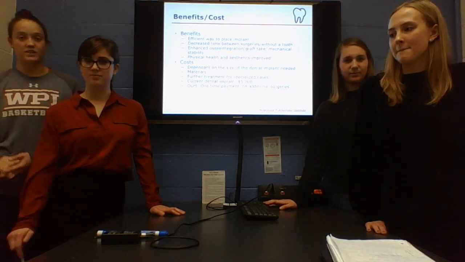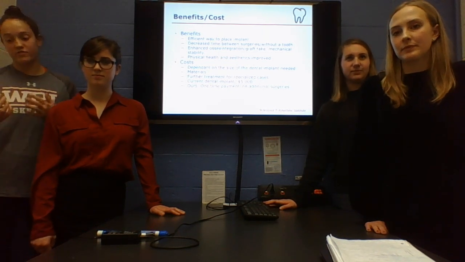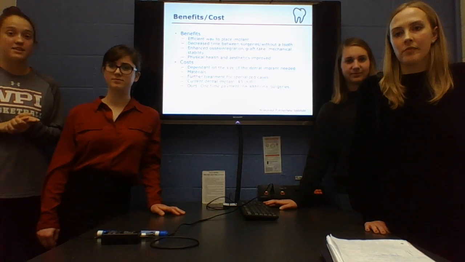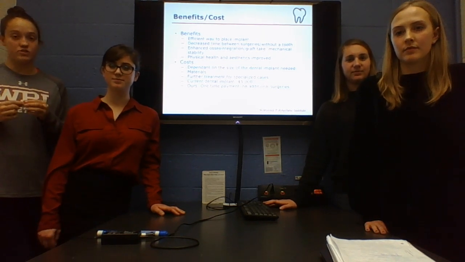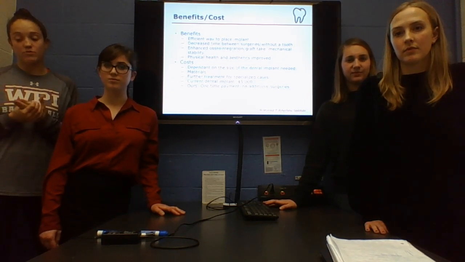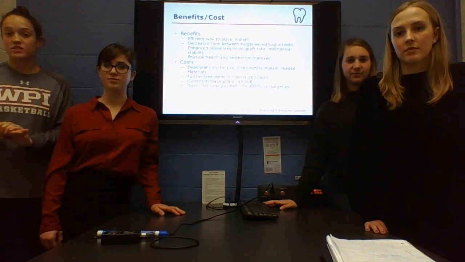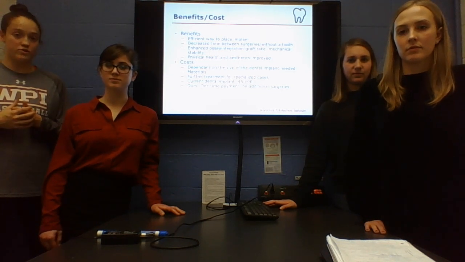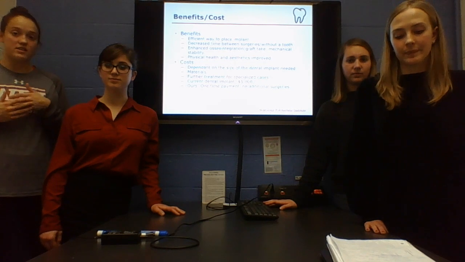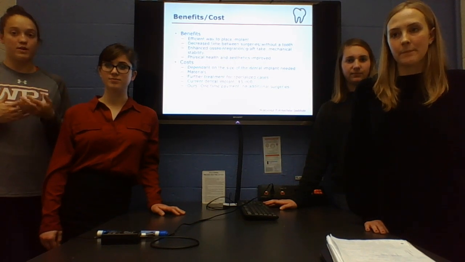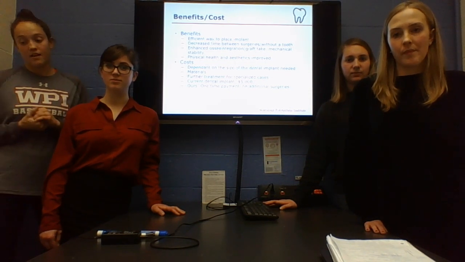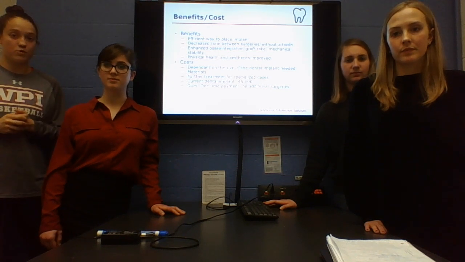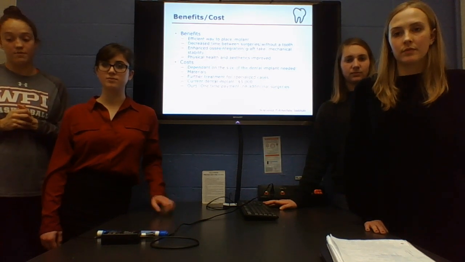So why would we choose this material and this shape? Well, first of all, we believe it's an efficient way to place the implant as it's already shaped at the tooth site, and it will decrease the time between surgeries so that the patient doesn't have to go without a tooth for so long. This would be the case because osseointegration, like Emily said, will be improved with the PBG coating. Physical health and aesthetic will be improved as the tooth is implemented sooner.